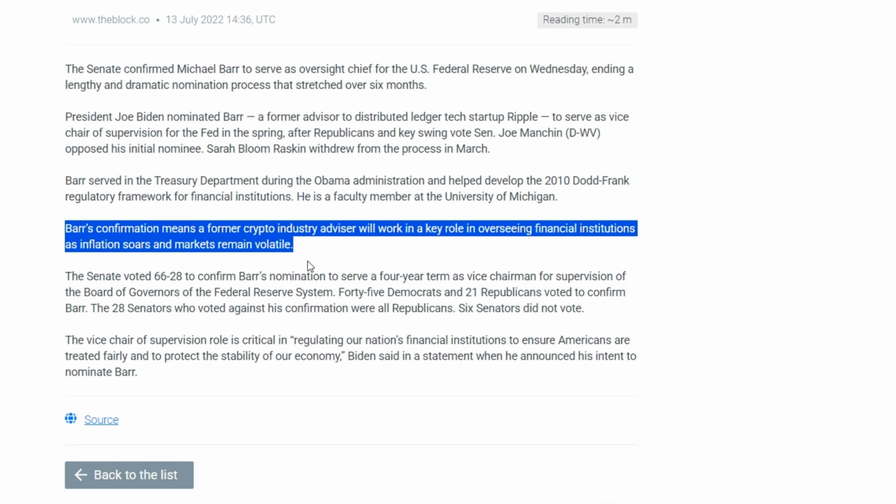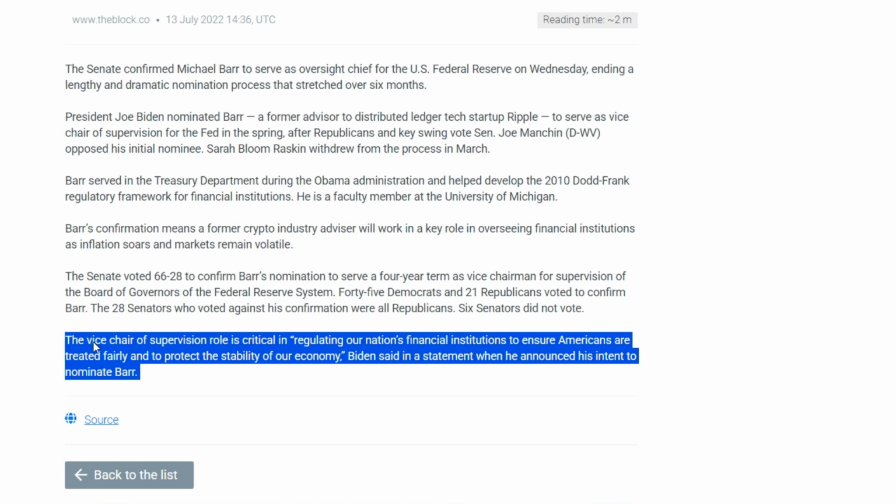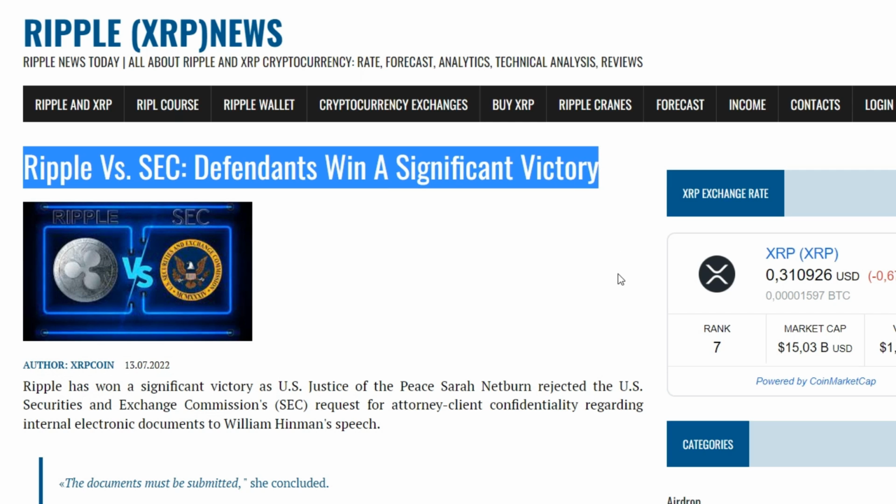The Senate voted 66 in favor, 28 against, to approve Barr's candidacy for a 4-year term as vice chairman of the Board of Governors of the Federal Reserve System. 45 Democrats and 21 Republicans voted to confirm Barr. All 28 senators who voted against his confirmation were Republicans. 6 senators did not vote. The role of vice chairman for oversight is crucial to regulate our country's financial institutions to ensure fair treatment of Americans and protect the stability of our economy, Biden said back in April when he nominated Barr. Ripple won a significant victory, as Magistrate Judge Sarah Netburn rejected the requirements of the U.S.